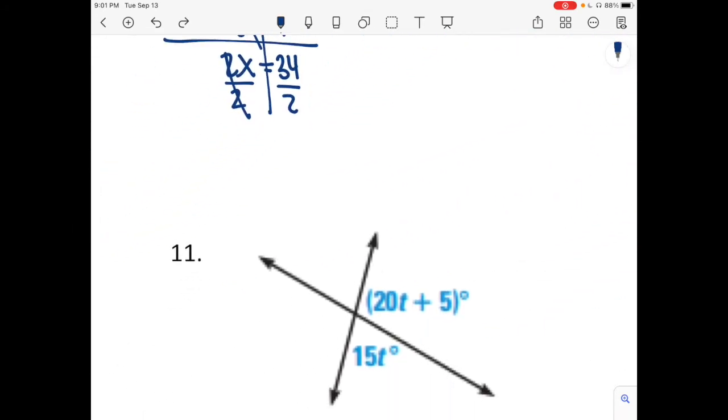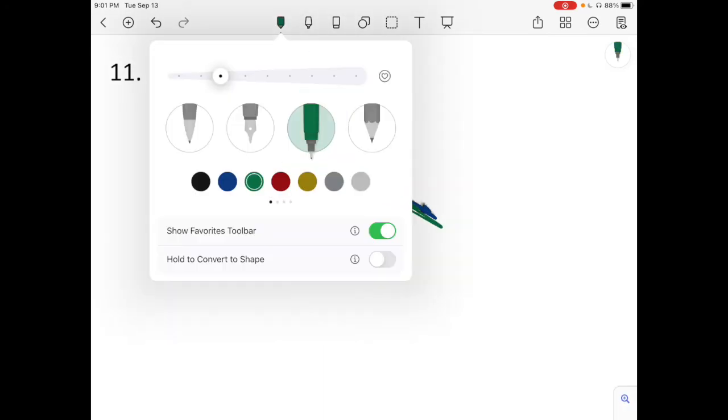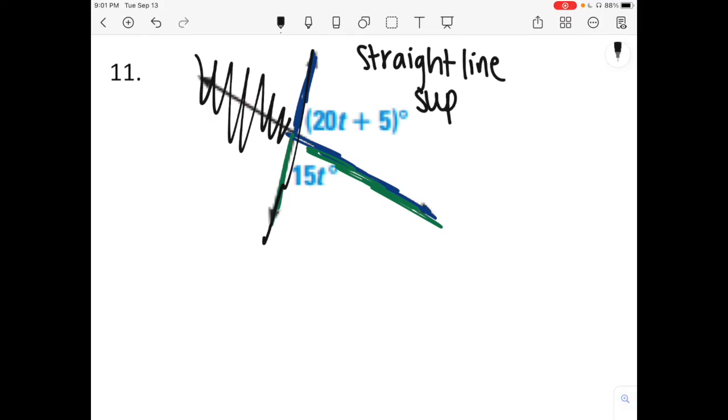All right, number 11. Number 11 looks like it could either be vertical or straight angle is what I've seen people do in the past. Since these are right next to each other, and here's one angle colored in, here's another angle colored in. So what's happening is this piece right here is just useless to us. So we're actually creating a straight line. So we know that this is straight line supplementary. So that means that 20t plus 5 plus 15t should add up to 180.